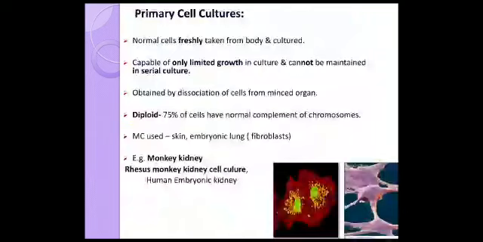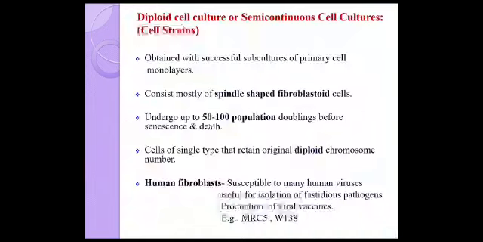The primary cell lines are usually freshly taken from the body and cultured. These are capable of only limited growth, obtained by dissociation of cells from minced organs, and 75% of the cells have the normal complement of chromosomes. Examples of these are monkey kidney cells, rhesus monkey kidney cell lines, and human embryonic kidney cell lines.